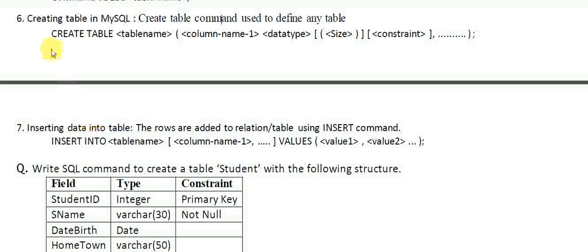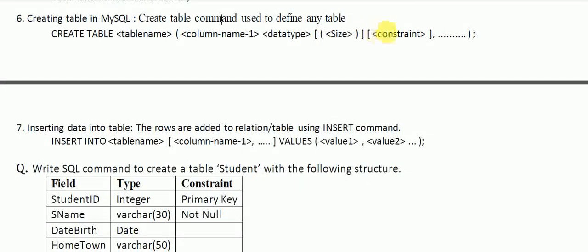Here, as you can see, creating a database, creating a table in SQL. To create a data table, we have to use the create table command. Create table, then we have to write the table name, then within bracket we will write the first column name, then its data type, and then the size. Here I have written the size in box bracket because size is not compulsory, means in all the data types we don't have to give the size.